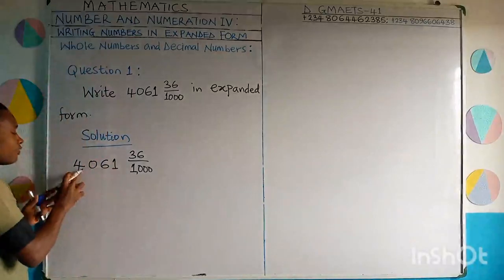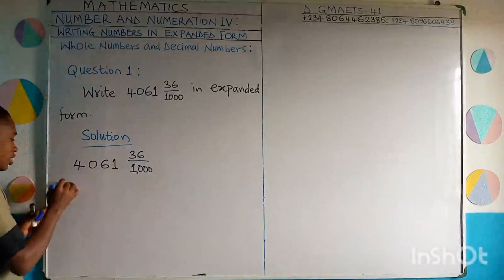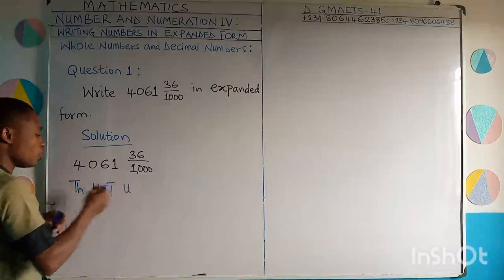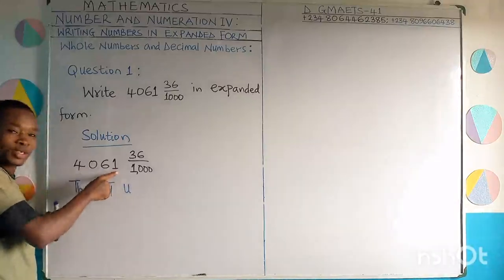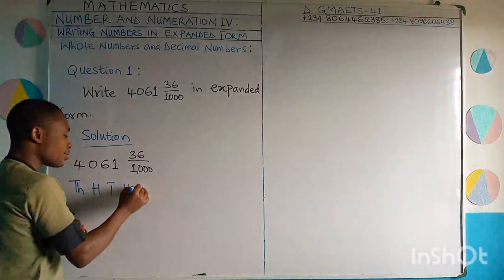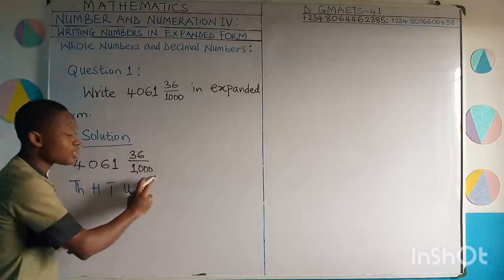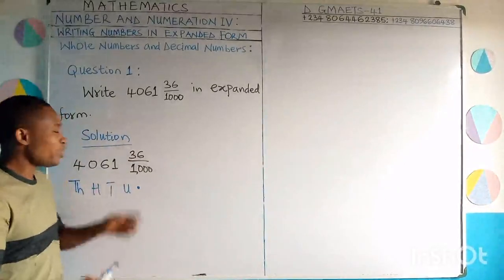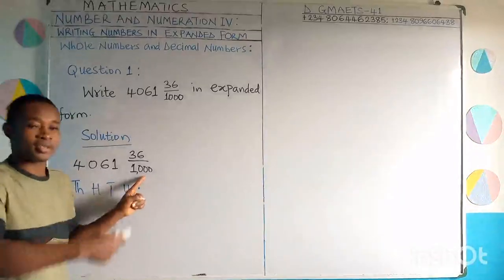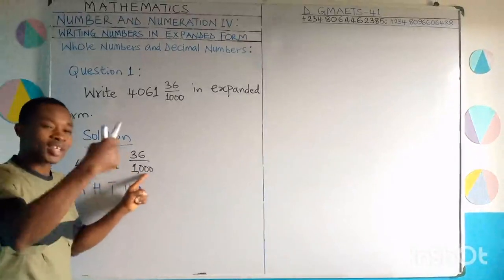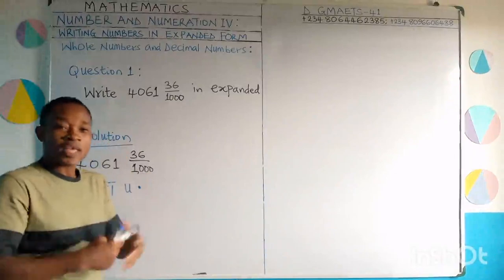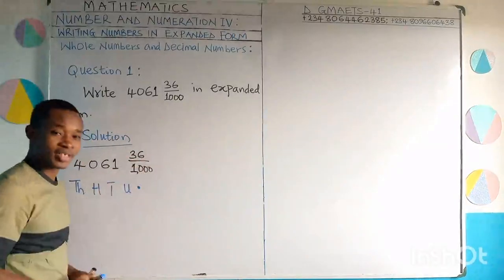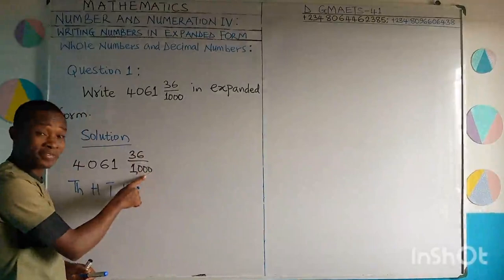Coming to the whole number part, this is 4061. For the whole number, the highest place value is in thousands. So we have hundreds, tens, and what? Units. 4061. Then we're going to put our decimal point. This 36 over 1000 is the decimal digit part. Now, how do we pronounce this? This is simply 36 thousandths. What does that tell us? This tells us simply that the decimal digit part, the place value is up to thousandths. That is why we divided it by 1000.